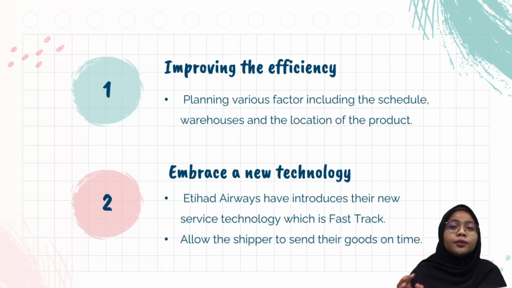Carriers play an important role as they are transporting customers' goods. So they need to transport the goods at the right time, to the right place, and to the right customer. In order to get customers in return, the carrier needs to adopt new technology that can give an advantage to their company and make the process smoother. For example, to sustain in the marketplace, Etihad Airways has introduced their new service technology, which is Fast Track. This allows the shipper to send their goods on time, so it will avoid the shipment being delayed.